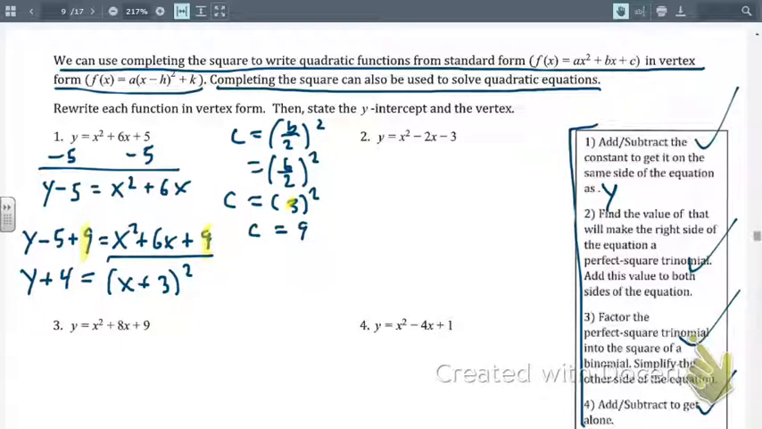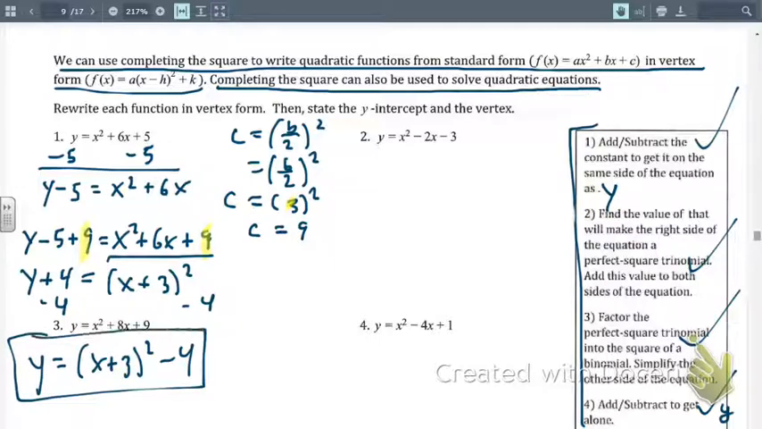And then the last part, add or subtract to get y alone. Not sure why the y wasn't shown up in these rules, but we're going to subtract 4 from both sides. So we have y equals x plus 3 squared minus 4. Alright, you guys should recognize that as vertex form. So we went from standard to vertex. Why is vertex nice? Because you can identify quickly what the vertex is.